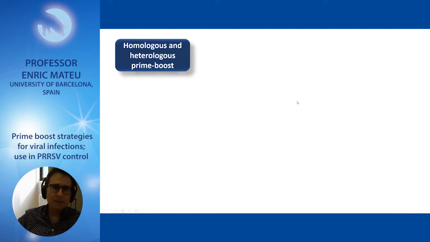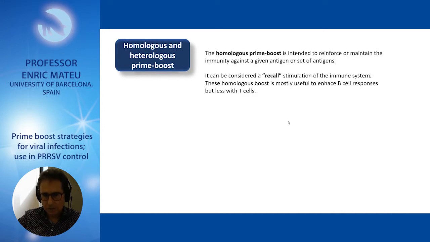Let's take a look at the types of prime booster strategies that we can apply. And the first point is to distinguish between what we call homologous and heterologous prime boost. The homologous prime boost is intended to reinforce or to maintain the immunity against a given antigen or set of antigens. In other words, it's a kind of recall stimulation of the immune system in which we want to boost the preformed response against a given set of antigens. This type of strategy, using the same antigen for priming and for boosting, is very efficient for B-cell responses, but is less efficient with T-cell responses.